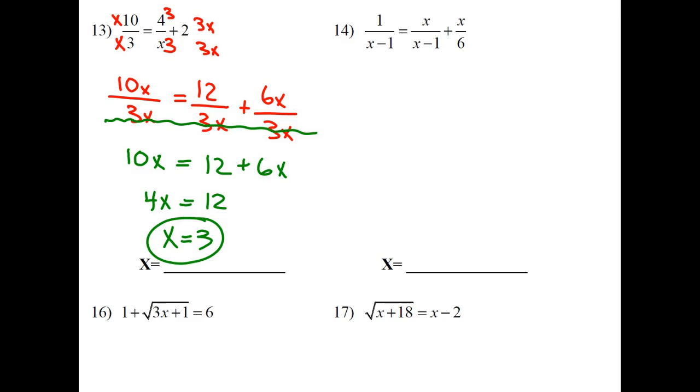Okay, make sure that that doesn't make any denominator 0, so double check. Go back up here, check the denominators. Does that make that denominator 0? Nope. Okay, looks like you're good.